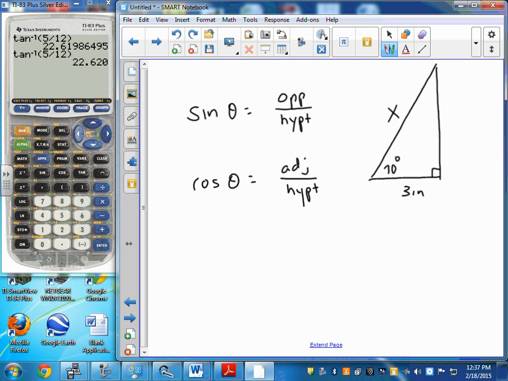How long is that? Now, if I look at my ratios, here's my angle, 70 degrees, and this is now the adjacent side, and this is obviously the hypotenuse.